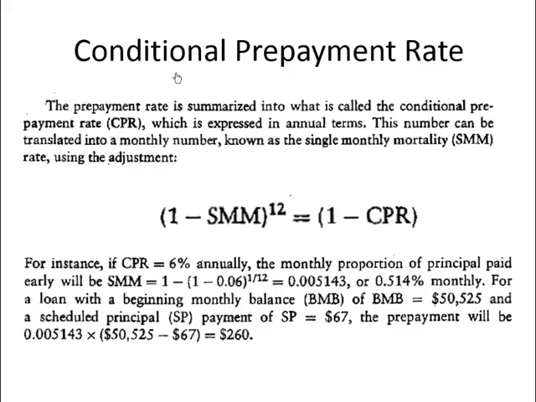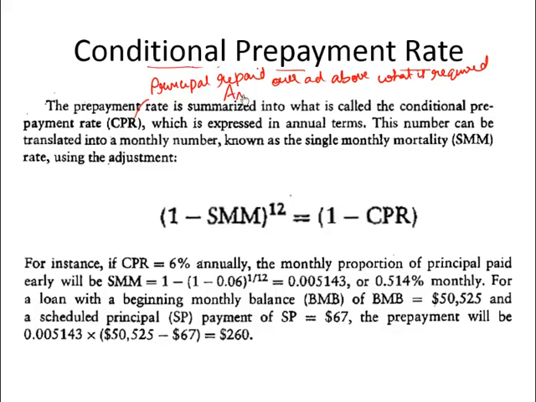Now, the speed of prepayment is defined by something called the CPR, or the conditional prepayment rate. So the CPR indicates that on an annual basis, what percent of the principal will be prepaid over and above the required repayment. So CPR is the principal repaid over and above what is required. That is, it is the annual prepayment.